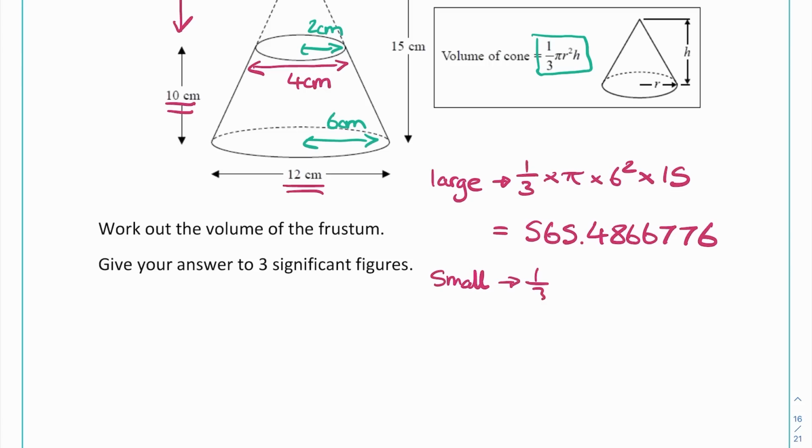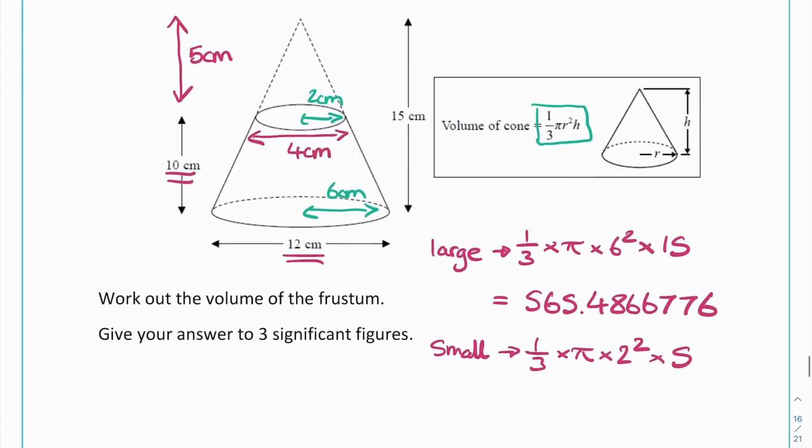For the small cone, we're going to do exactly the same thing. We've got 1/3 multiplied by pi. The radius of the small cone was 2, so multiplied by 2 squared, and the height of the small cone was 5. So typing all of those in, again I'm just going to go into my calculator, I'm going to change the 6 for a 2, rather than typing it all back in, and just change the 15 for a 5. And that comes out as 20.94395102. So there we go, check you've typed that in correctly.